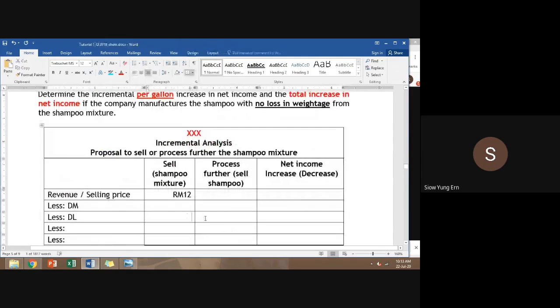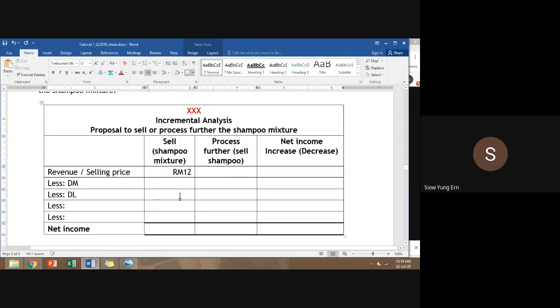Okay, next one, direct labor. Inyakani. Direct labor. Direct labor, Inyakani. You are going to sell shampoo mixture. So what is your direct labor?